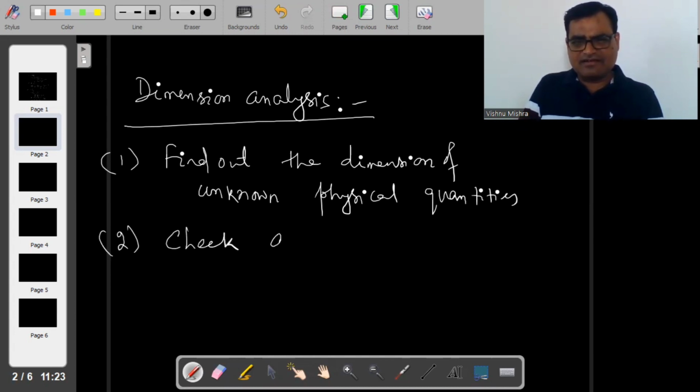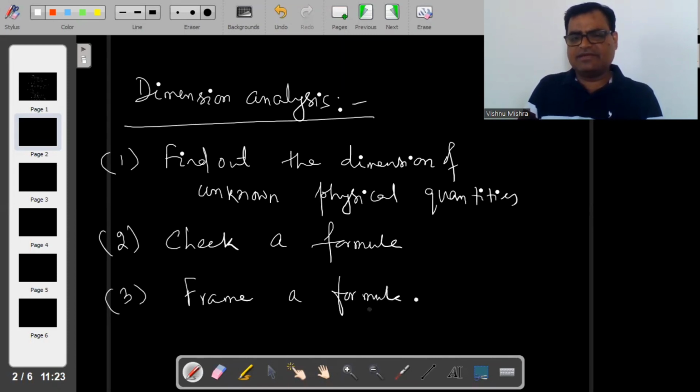We can check a formula with the help of dimension. And third is what? We can frame a formula with the help of dimension.